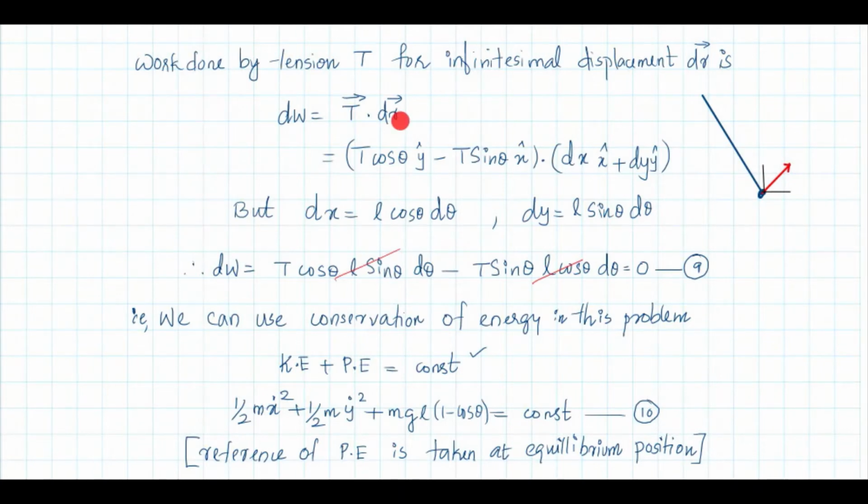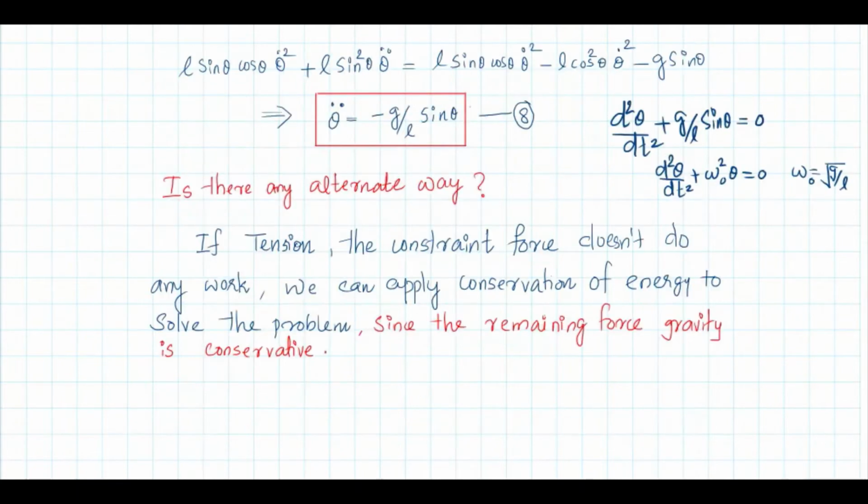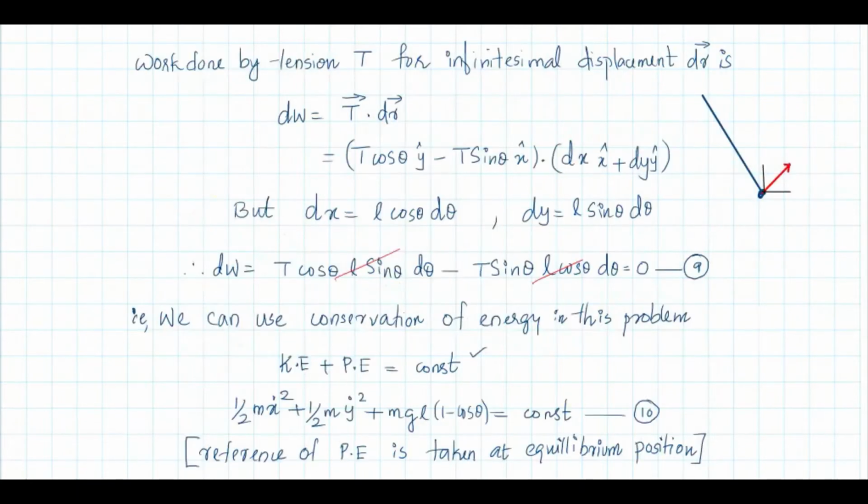T dot dr, for calculating that we have to know what is dx. You already have an expression for x, it is l sin theta. So what is dx? dx will be l into sin theta, differential is cos theta d theta. Similarly, y is minus l cos theta, so dy will be l sin theta d theta.